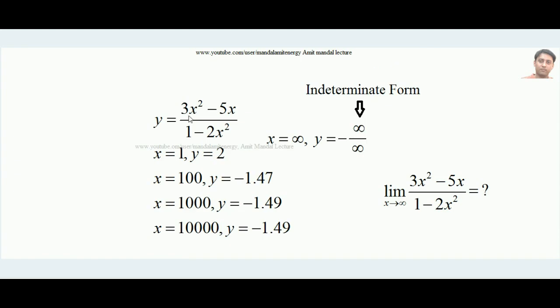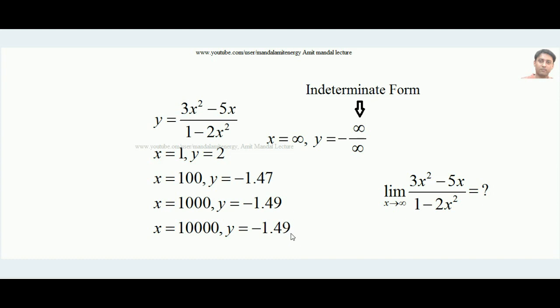Similarly, suppose there is a function y equals 3x square minus 5x upon 1 minus 2x square. If you keep x equals 1, you will get y equals 2. So at x equals 1, the limit of this function is 2. If you keep x equals 100, you will get y equals minus 1.47. If you keep 1000, you will get minus 1.49. If you keep 10,000, again you will get minus 1.49 up to 2 decimal places.